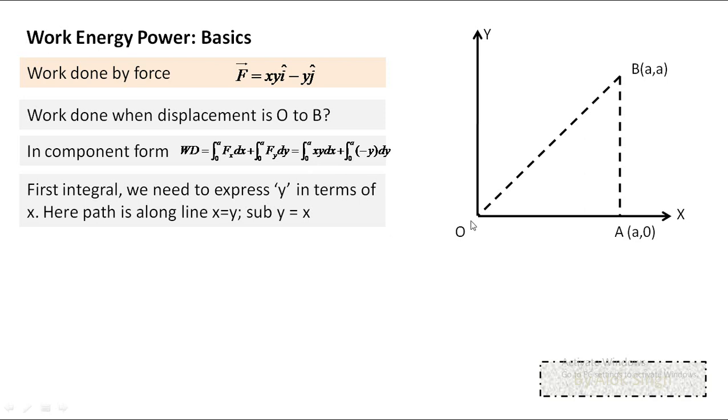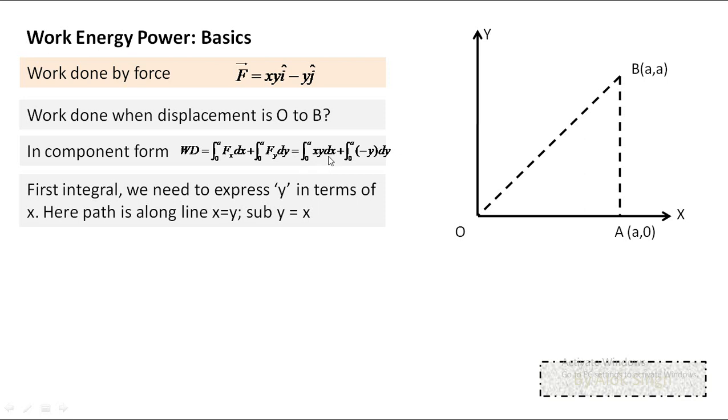So if we move from O to B, what is this path of trajectory? This path is x is equal to y. It's a straight line. So what is the equation? Y is equal to mx plus c, or it is of the form y is equal to mx, m is equal to 1. So this equation is x is equal to y. So since we are moving along this path, this is the relationship. So now I can substitute in place of y equal to x. So this expression becomes equal to x square into dx.